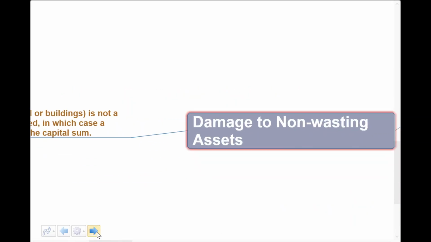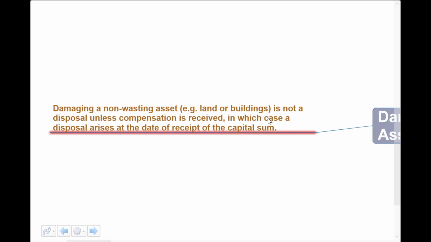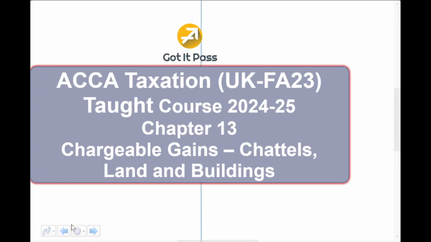Now, moving from there, damage to non-wasting assets. Note, non-wasting, e.g. land and buildings. It's not a disposal unless compensation is received, in which case the date of receipt of the capital sum is the date of disposal. Straightforward. So, in essence, quite a few different areas there, and all specific rules relating to specific assets, whether it's land or chattels, etc.